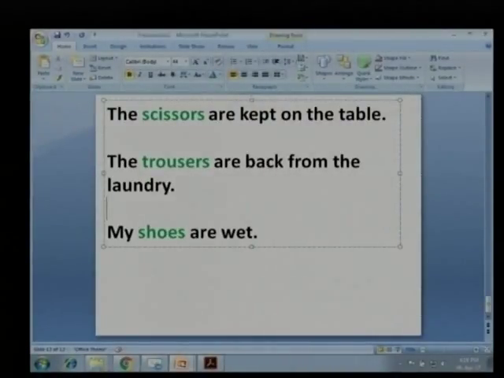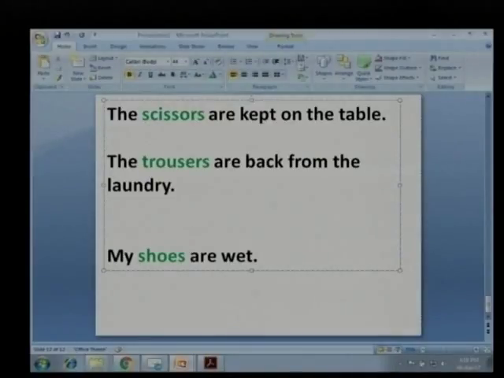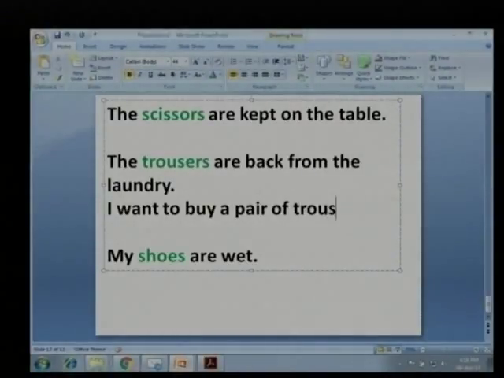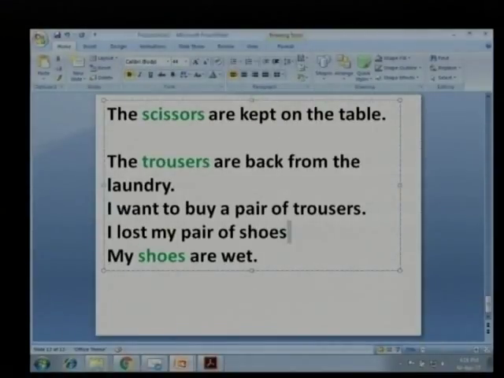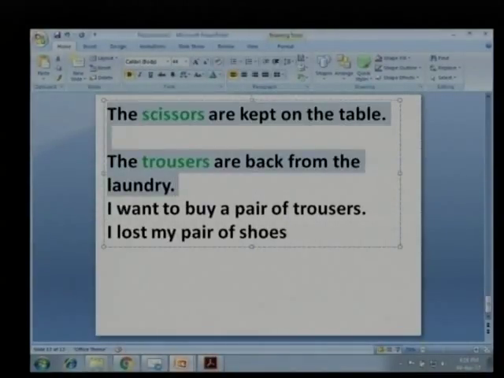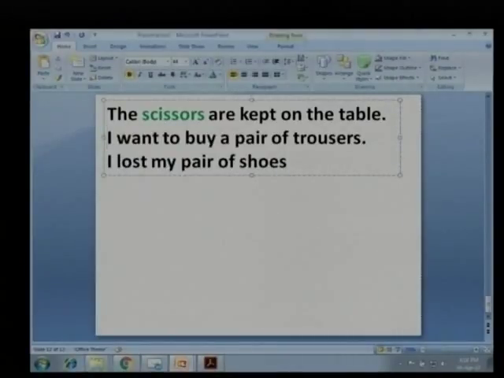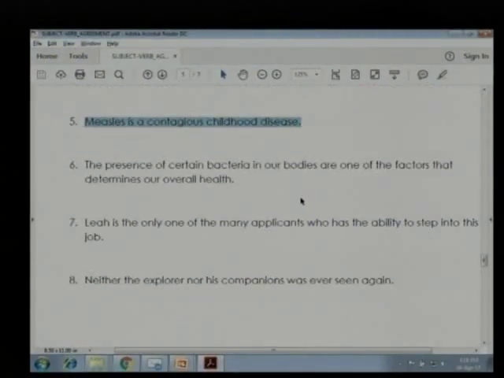But what if you want to mean a singular form? I want to buy a pair of trousers. I'm just buying one pair. Since it's a pair, it always denoted in plural form. I lost my pair of shoes. Okay. So please do remember, it comes as a pair. If you want to denote a singular form, you need to use a pair or my pair, just one. Okay. Moving on.